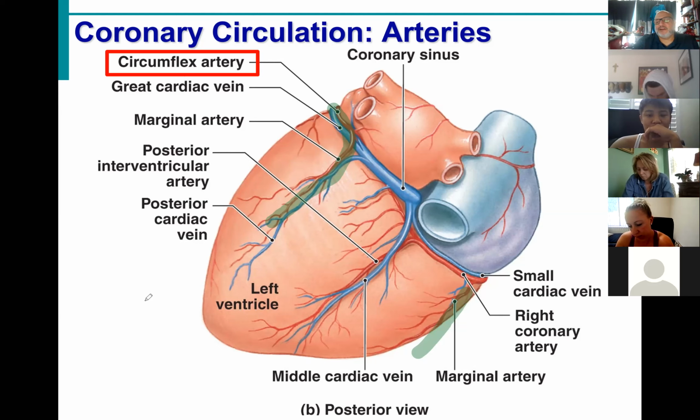All right, because notice even here that they have right coronary artery, but they don't have right marginal or left marginal. They're just really both called marginal arteries. Again, the only reason I can think of is because anatomists hate you.